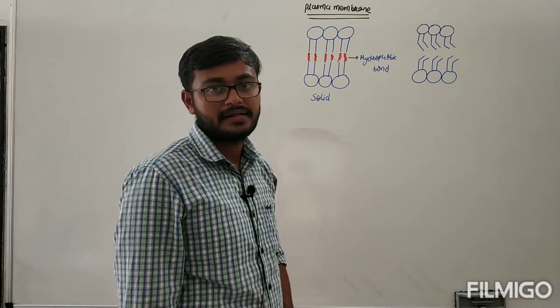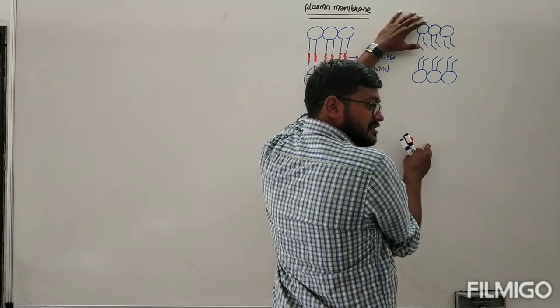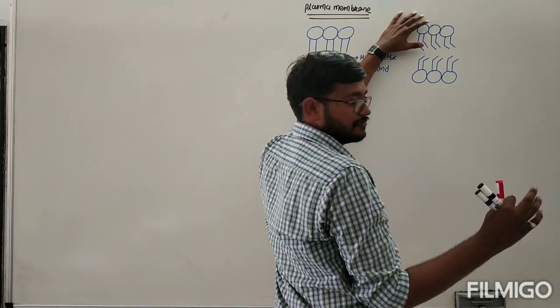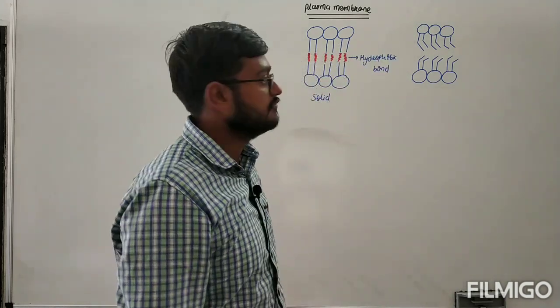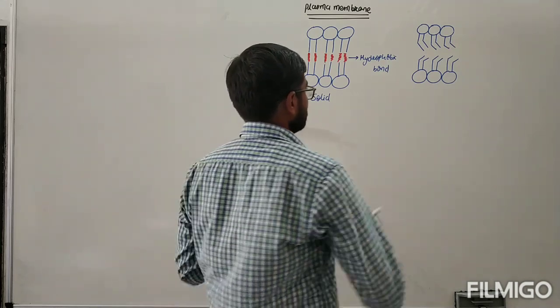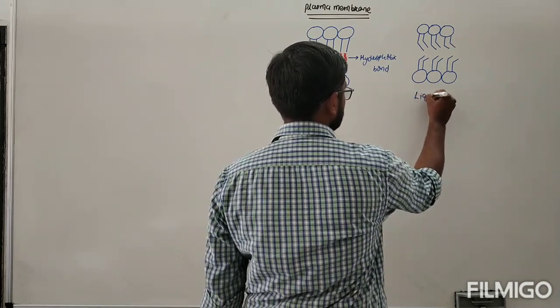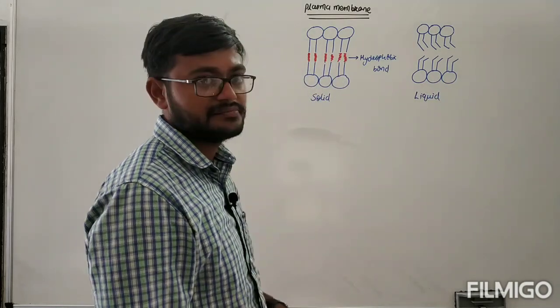As the fatty acids are lying far away from each other, bond formation is not going to occur, or if bonds are there, they are in a small amount. So the upper layer and the lower layer can move with respect to each other. Hence it gives which state? It gives a liquid state to the plasma membrane, or a liquid state to the lipid.